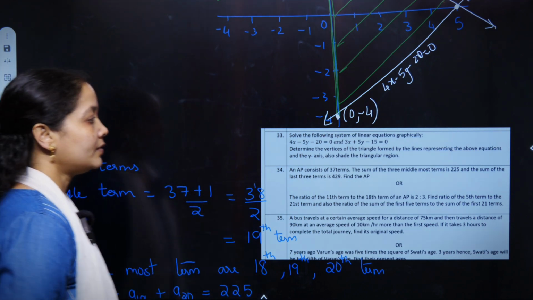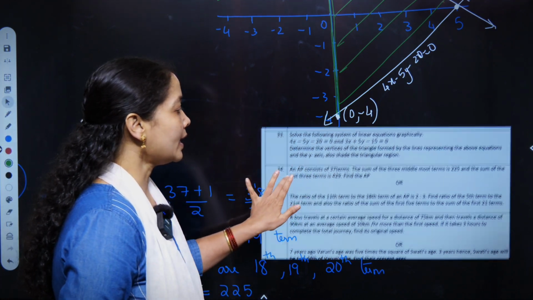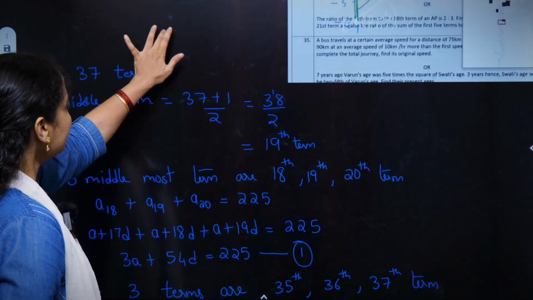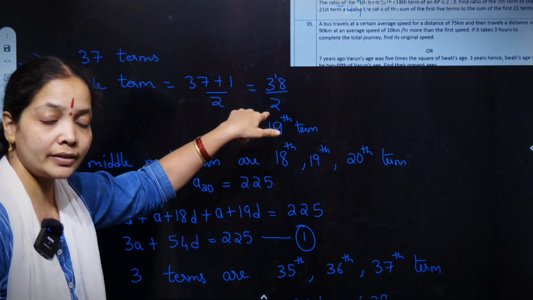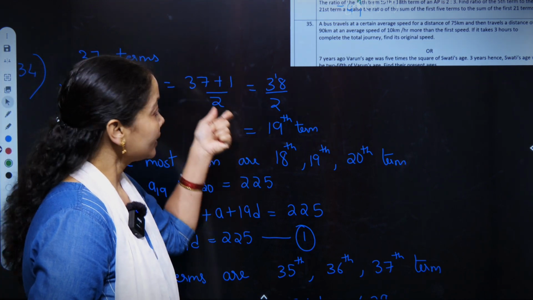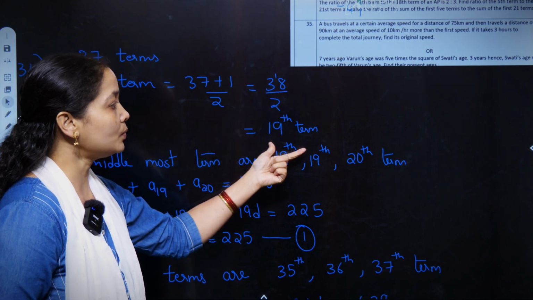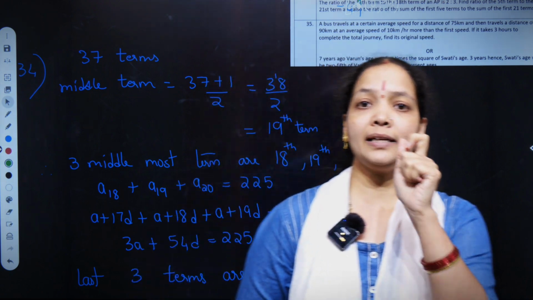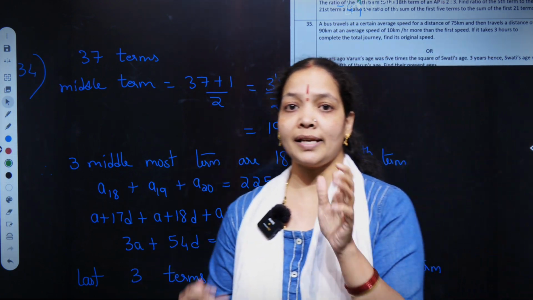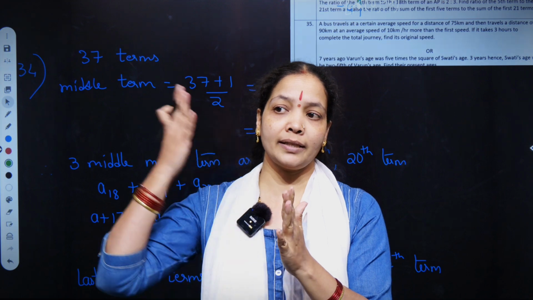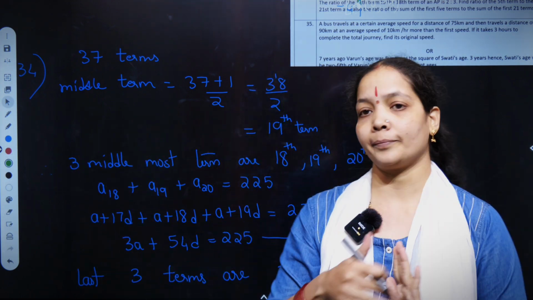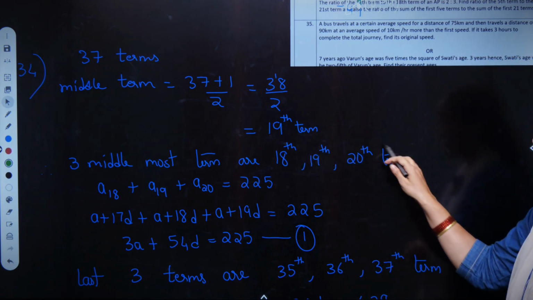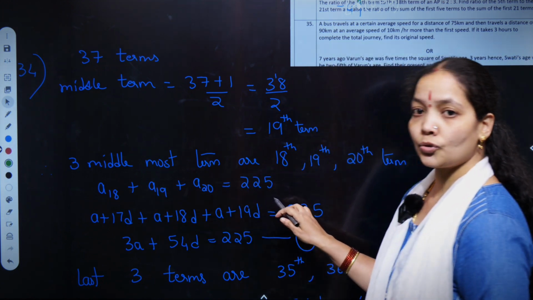We all know that whenever there are 37 terms in the AP and I have to find the middle term, 37 is an odd number. So since it is an odd number, what am I doing to find the middle term? I am adding 1 and dividing by 2. 37 plus 1 by 2 is 38 by 2, which is giving me my 19th term. So what do I mean by this? 19th term is my middle term. So 3 terms from the middle term they are asking. So I am taking the 18th, 19th and the 20th term. So 3 middlemost terms will be the 18th, 19th and 20th term, adding them together I am getting 225.